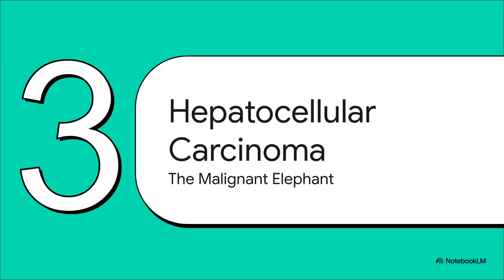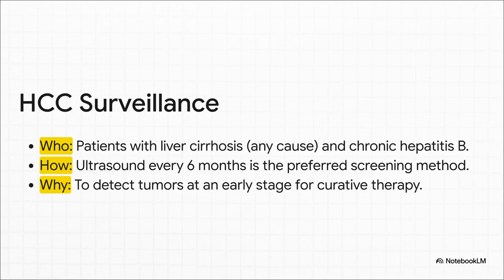Okay, now for the one we just can't afford to miss, hepatocellular carcinoma. HCC is by far the most common primary liver cancer. And what's critical to remember is that its diagnosis and management are totally intertwined with underlying liver disease. In a patient with cirrhosis, a new liver lesion is HCC until proven otherwise. Period.